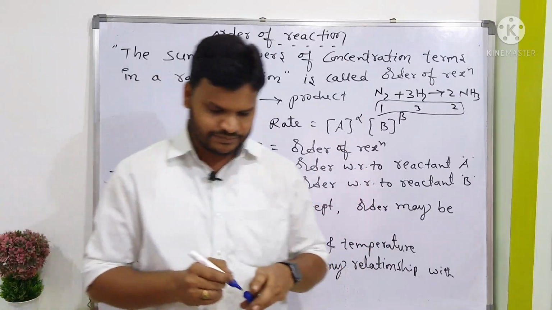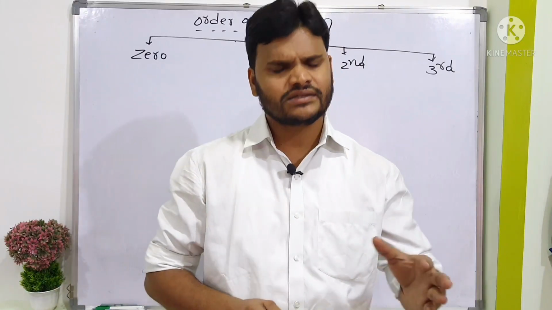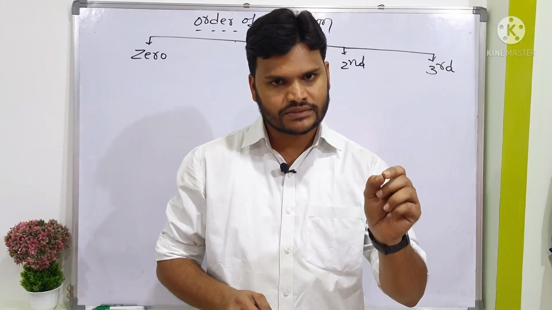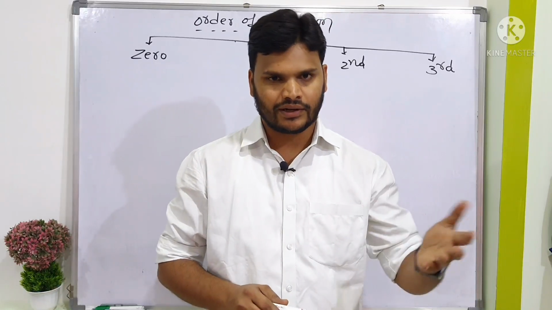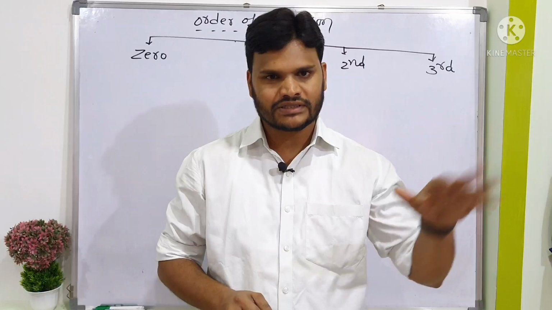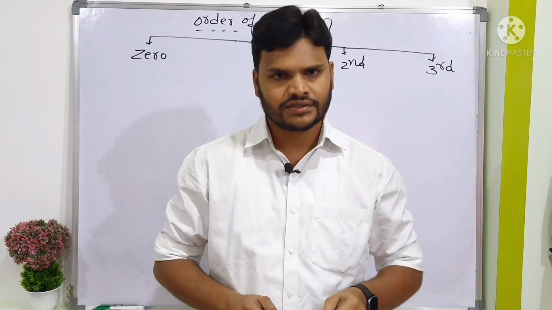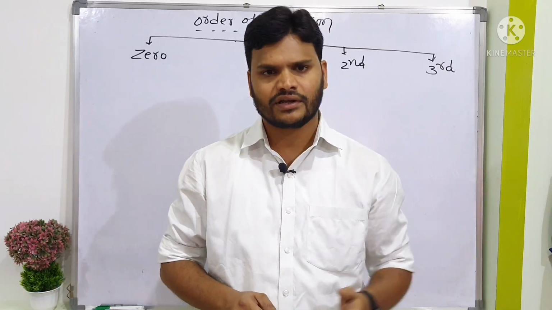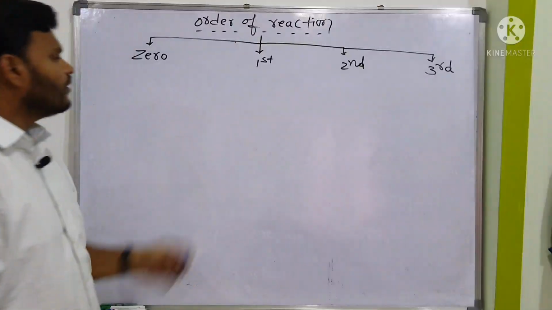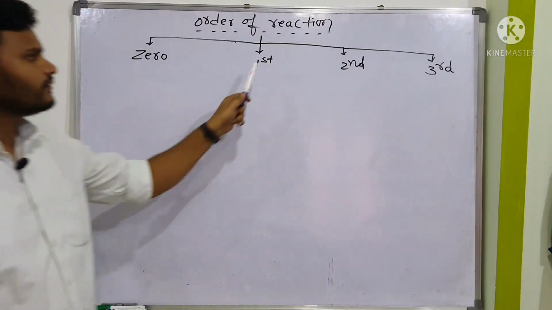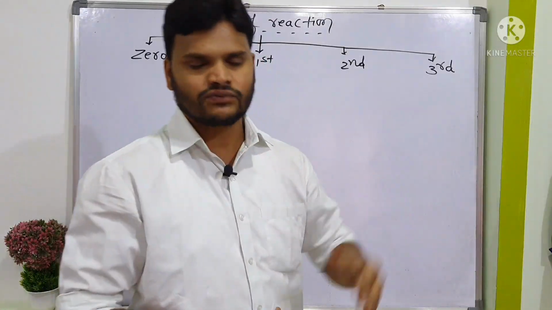Next, we will discuss types of order of reaction. Once again, what is order of reaction? The sum of powers of concentration terms in a rate equation. Rate equation, rate law, rate expression: terminology is different, but meaning is the same. Clear, students? So the types of order of reaction are zero order reaction, first order reaction, second order reaction, and third order reaction. We will discuss them one by one clearly.